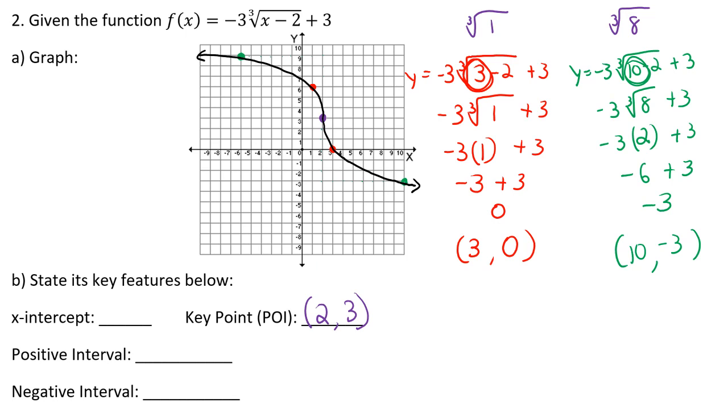And now we can go ahead and answer some of these key features at the bottom. The x-intercept we can see touches the x-axis at 3, 0. Positive interval, a little reminder, is the section of the graph that is above the x-axis. And the negative interval is where the graph is below the x-axis.